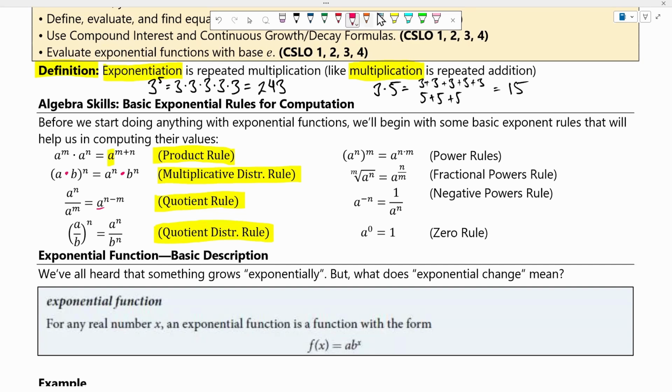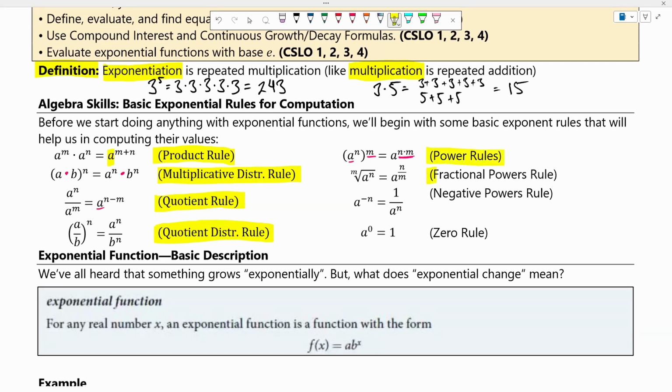All right. Moving along. Power rule. Okay? Notice how this one is you have something to an exponent that's also to an exponent. If this happens, you just get to multiply the exponents. Okay? All right.